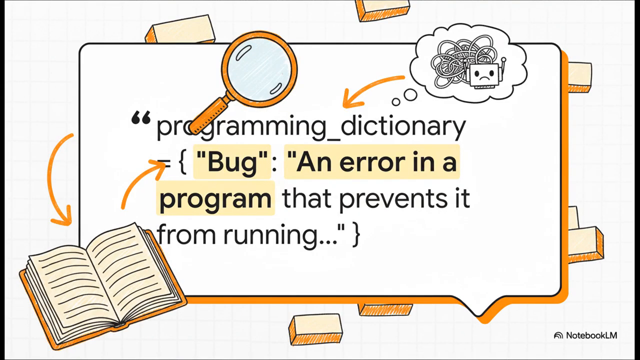And here is a perfect, simple example. We've got a dictionary called programming_dictionary. Inside, the word bug is our key. Then you have a colon and the definition. An error in a program is its value. This structure creates a really clear one-to-one relationship, which makes your data so much easier to read and work with.